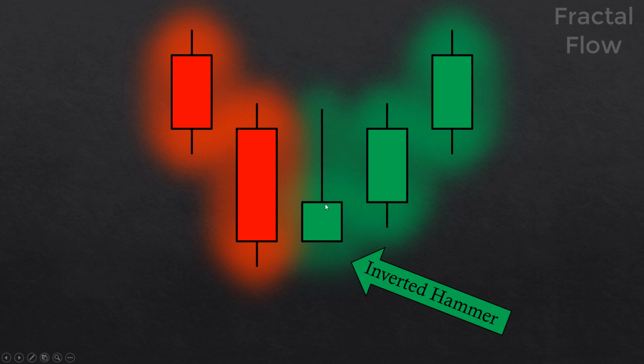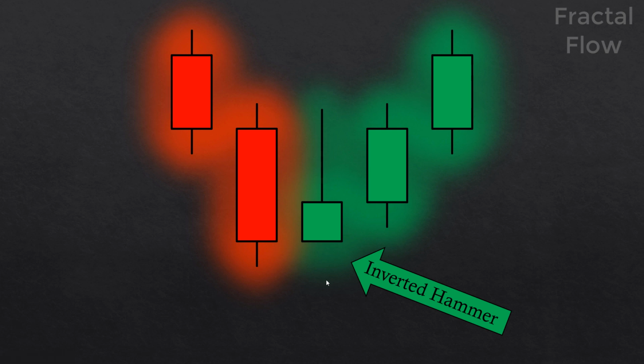If you remember the last episode where I talked about the standard hammer, you will recall that the hammer has a small bullish body that sits in the upper range, therefore implying a lower tail or lower shadow. That's the only difference between the two patterns.